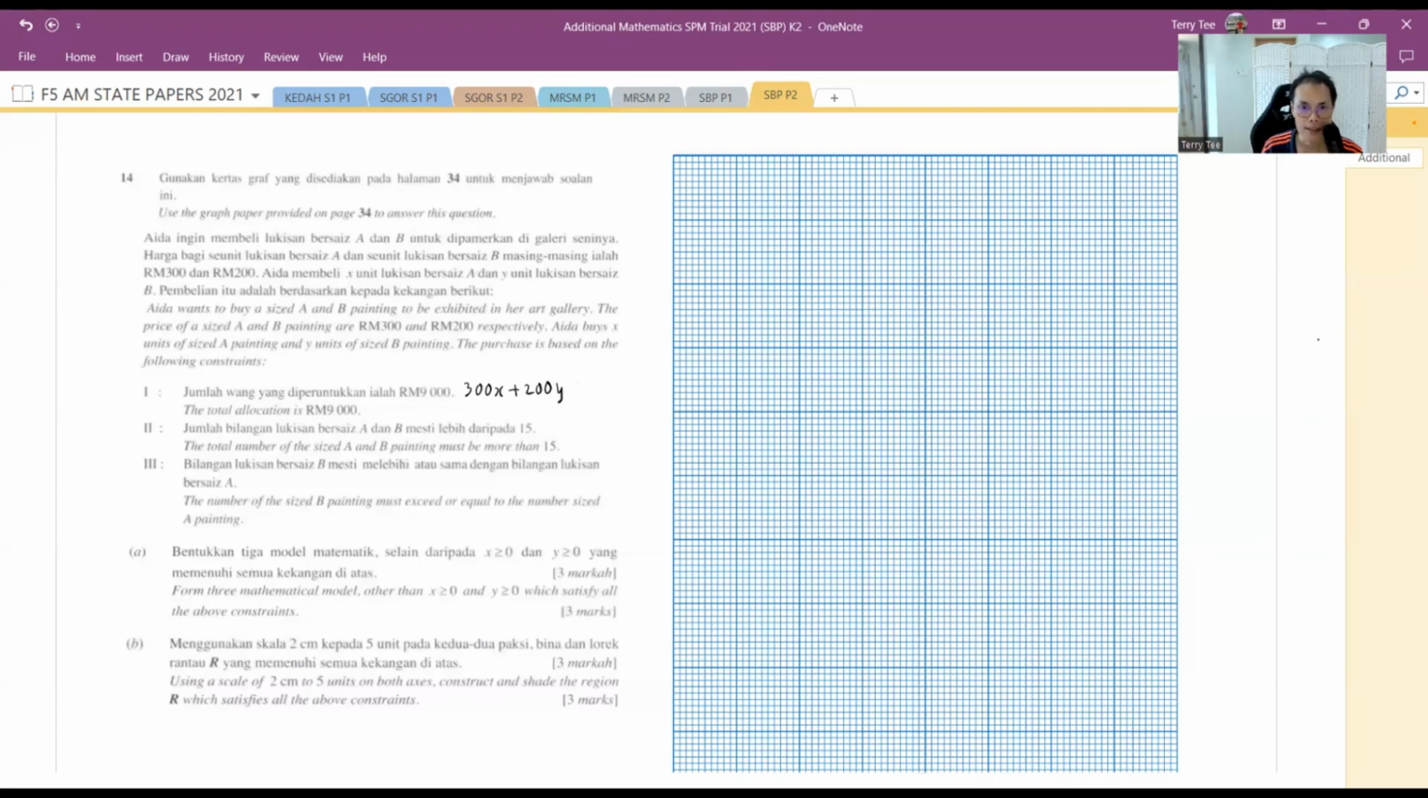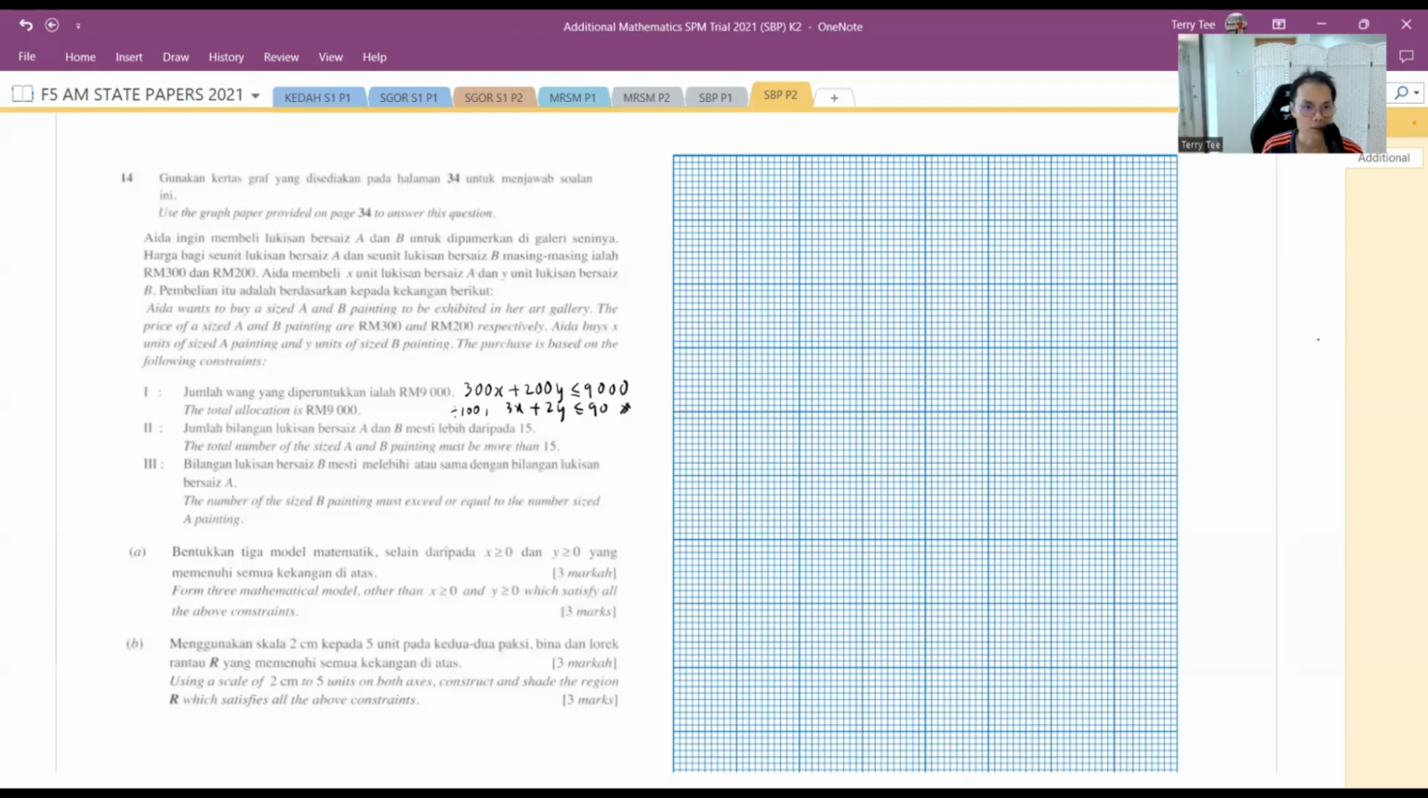And this sum must not be greater than 9,000. Allocation means you can only spend a maximum of 9,000. Actually you can stop here, but when you want to draw a graph, it's easier to deal with a smaller number. So I'm going to divide by 100. So I will get 3x plus 2y less than or equal to 90. So this is my first inequality.